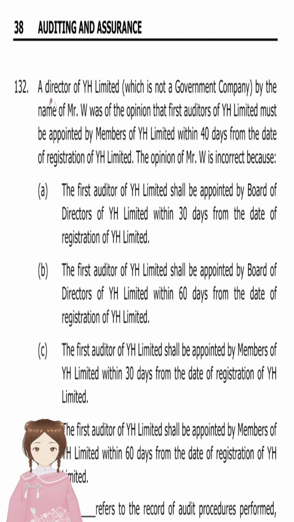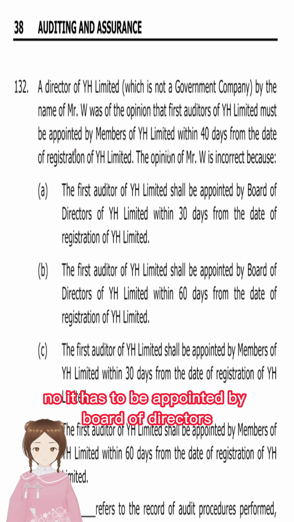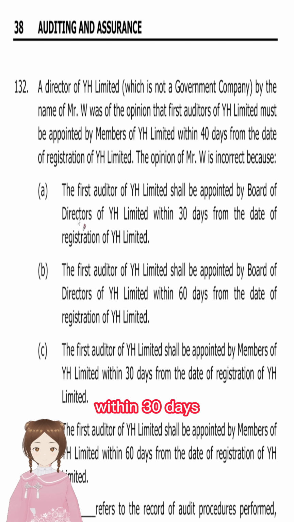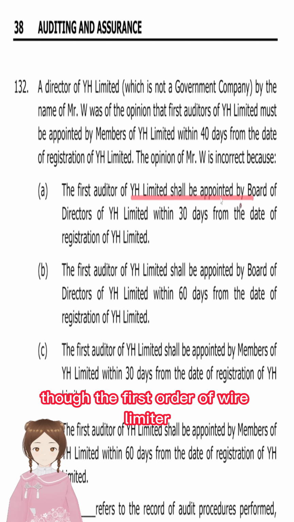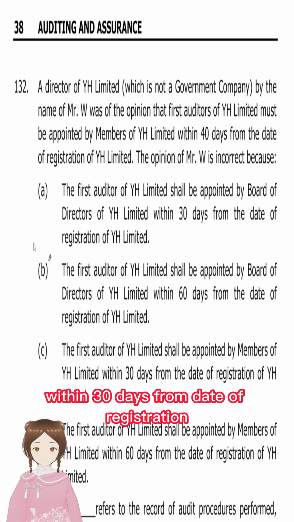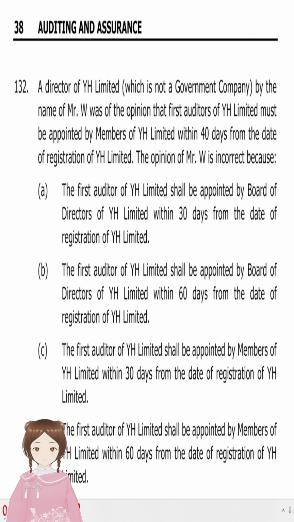A director of Y Limited, which is not a government company, was of the opinion that the first auditor must be appointed by members. No, it has to be appointed by the board of directors, as it is not a government company. Within how many days? Within 30 days. So the first auditor of Y Limited shall be appointed by the board of directors within 30 days from the date of registration. So option A is the more appropriate answer.